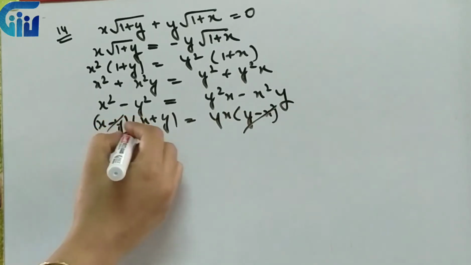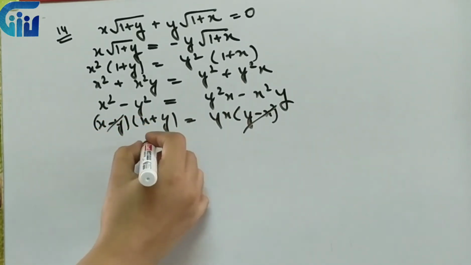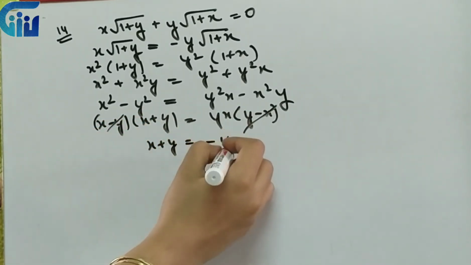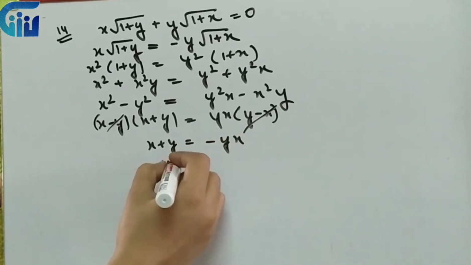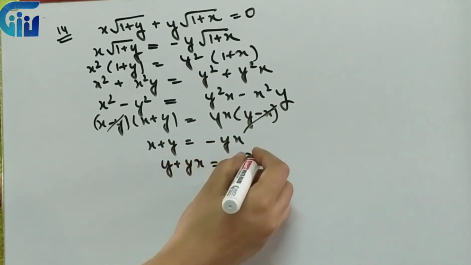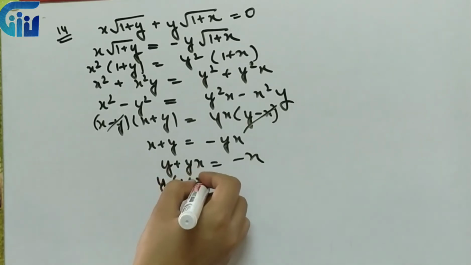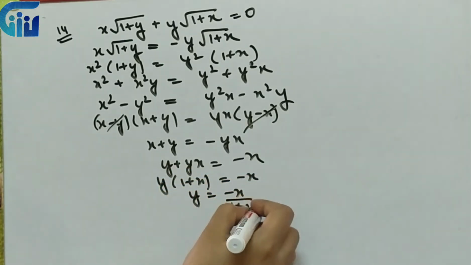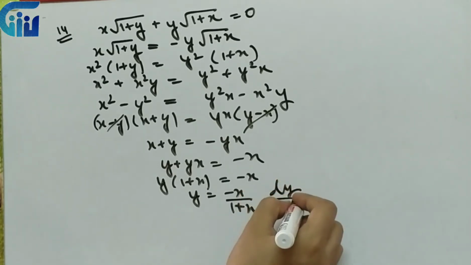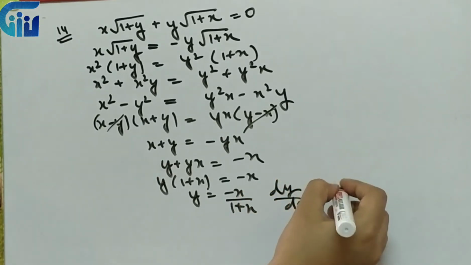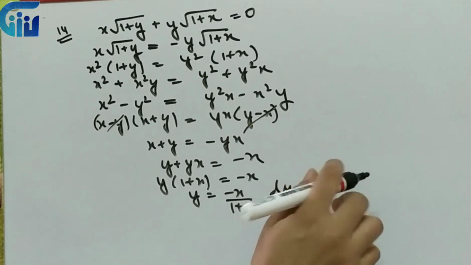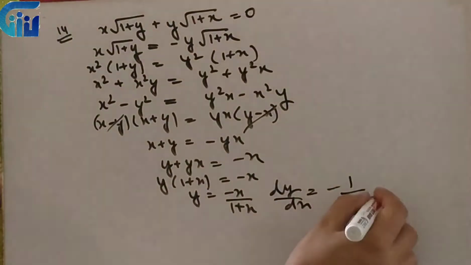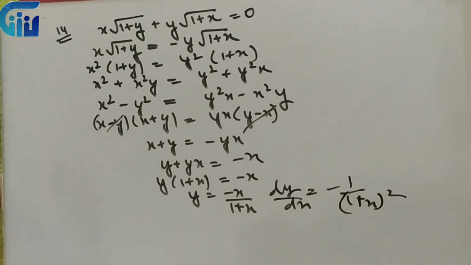If I cancel these, I'll just get a minus sign. So this will be x plus y minus yx. So if I take y on one side, it will be like this. So y can be written as this, so minus x upon 1 plus x. So if I differentiate it by quotient rule, what will I get? I'll just get the solution as minus 1 upon 1 plus x whole square. Right?